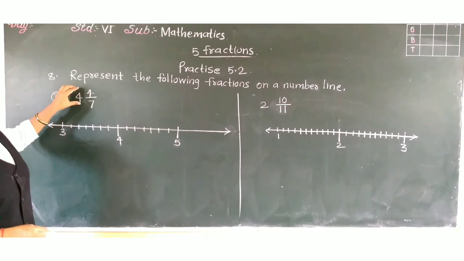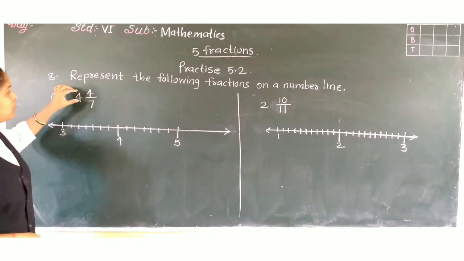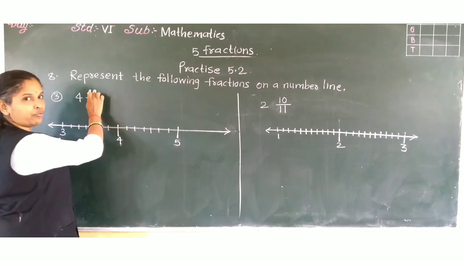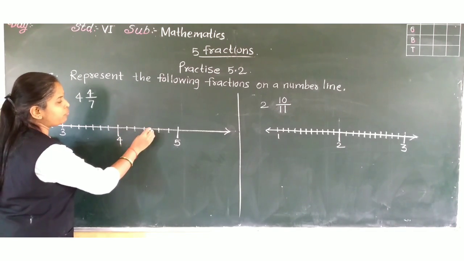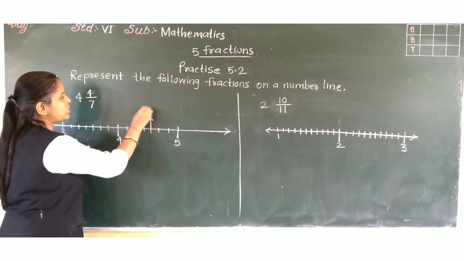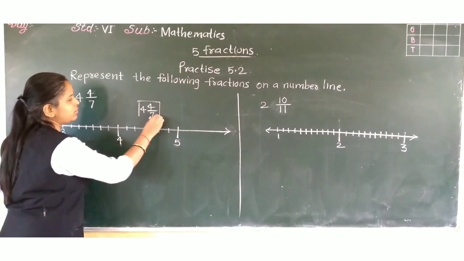Now which number you will have to represent? 4 and 4 upon 7. So after 4, that means after 4, which line? Fourth line. 1, 2, 3, fourth line. Always numerator you will have to see. So this is 4 and 4 upon 7.